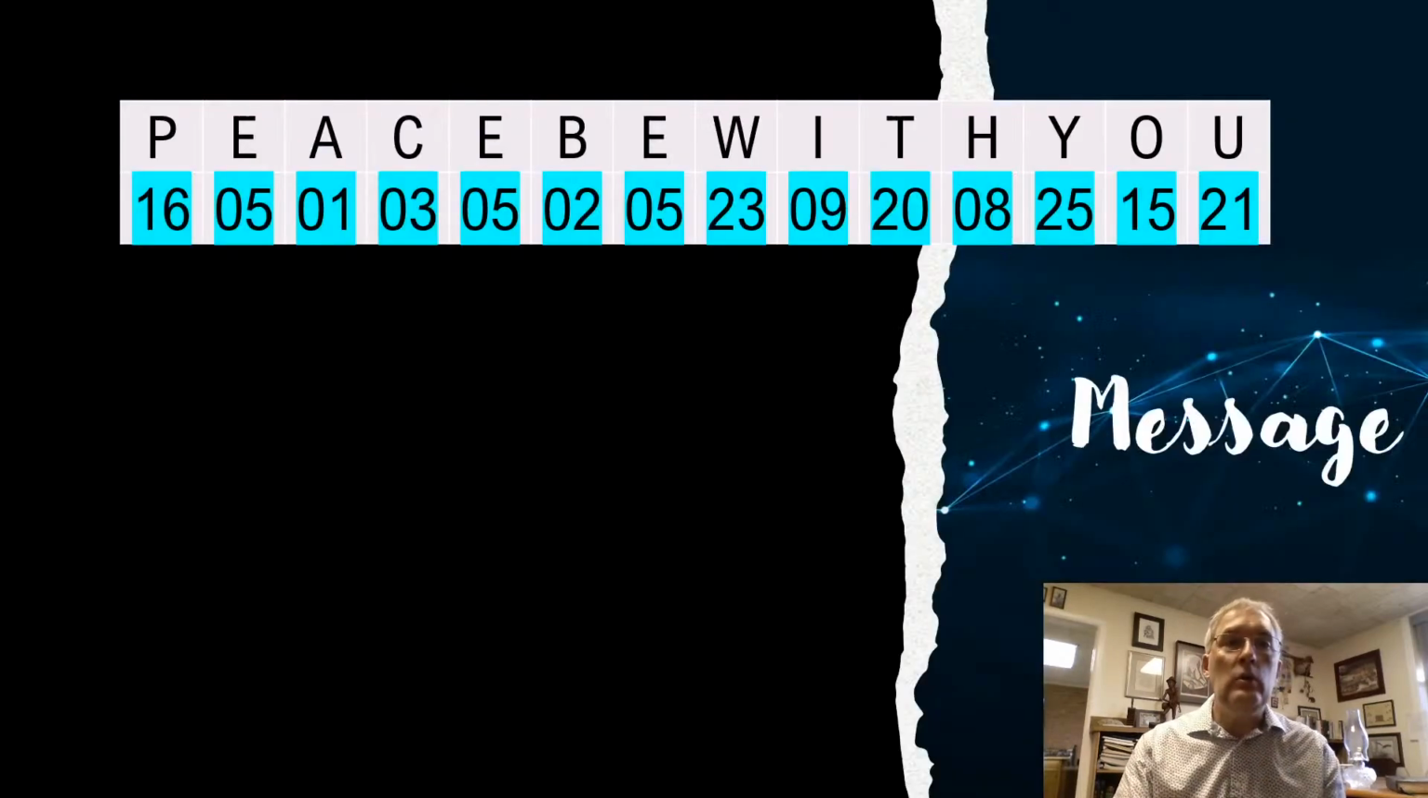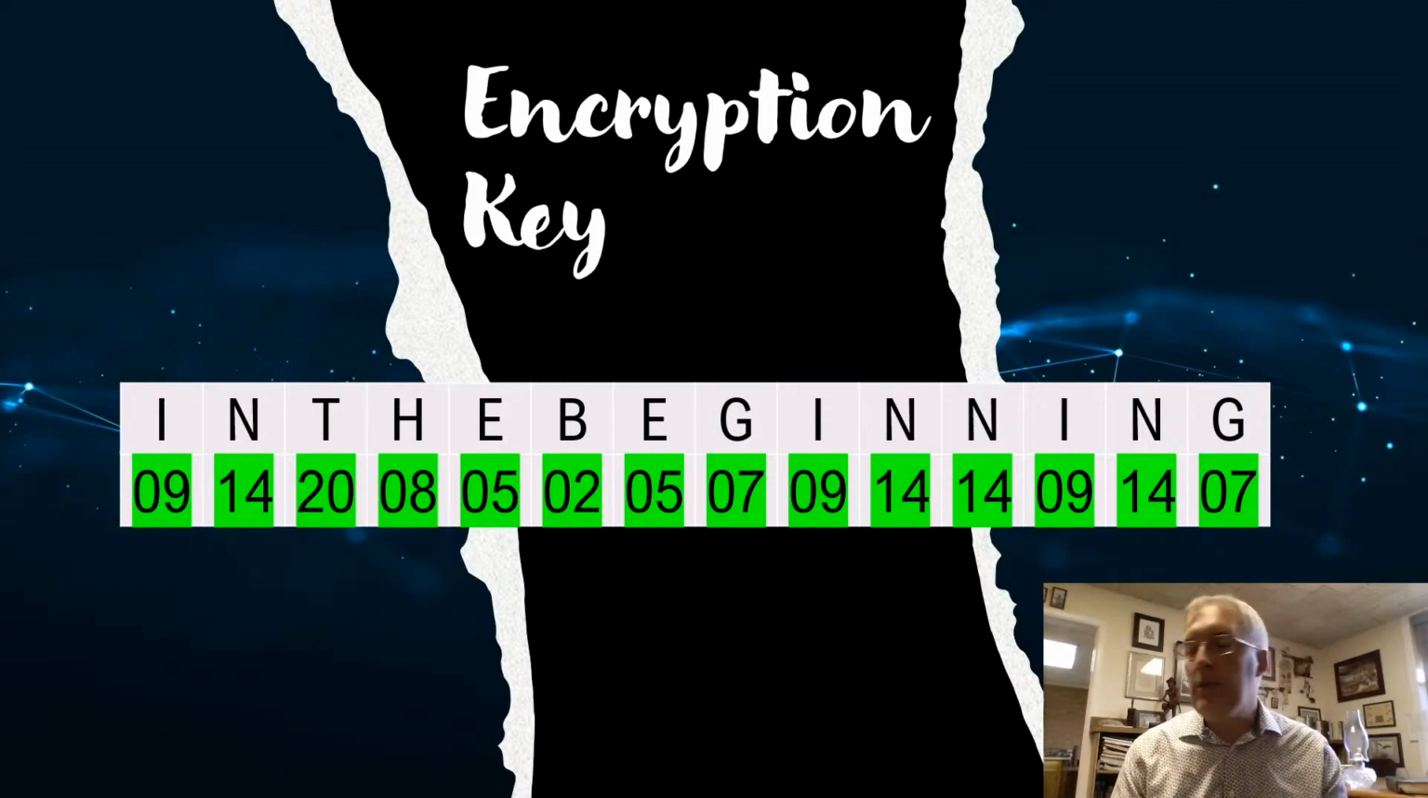You take your basic code and then you take your message. Again, the message is peace be with you, and you look at your code chart and you put in the numbers for each of those letters. P is 16, W is 23, Y is 25. You put them all in there, and so for the rest of this in this light blue, the message numbers will be highlighted. And then you take your encryption key, whatever text you choose. And this is something you only share with the person who's getting your message. No one else can know it. That's the top secret part of this.